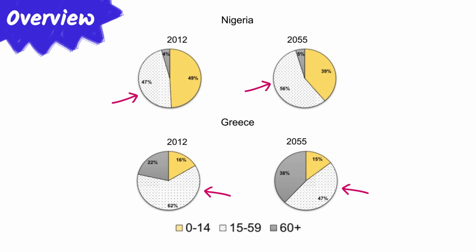Now here, what I'm going to write about is the decrease in young generation in Nigeria and the young generation in Greece, which is pretty stable without any change. And also I'm going to write about Greece, in which the elderly generation is going to increase. So this is my overview paragraph.